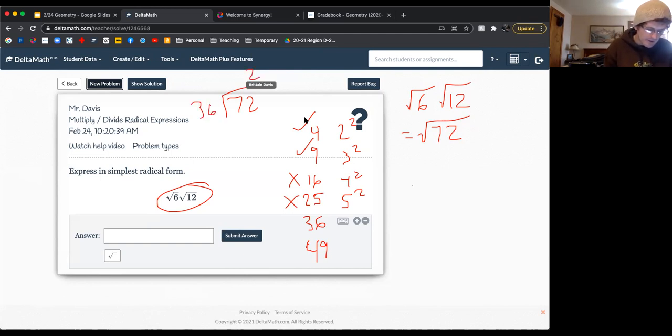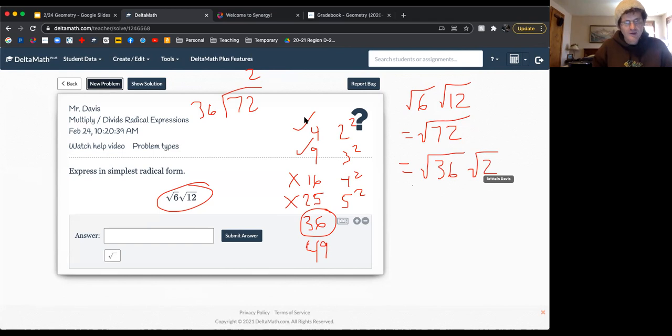So I'm feeling pretty confident. If all that's left over is 2, then what I can say now is that the square root of 72 is the same as the square root of 36 times the square root of 2. And the biggest number that I can find, which in this case was 36, is the number I want to use. So the square root of 36, we know that. The square root of 36 is just 6. And that's as simple as my answer can get.